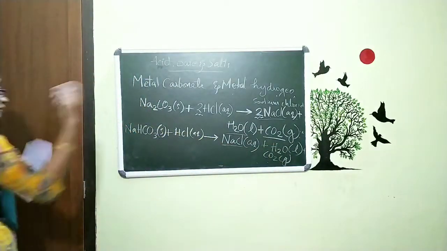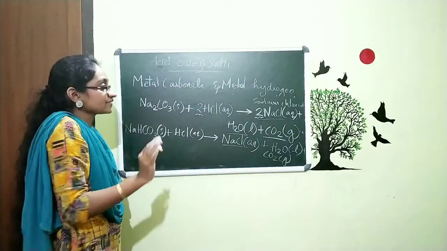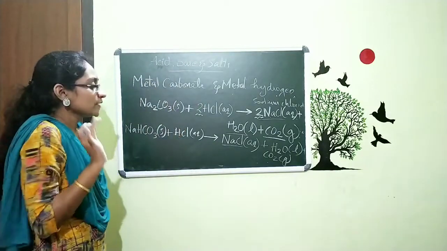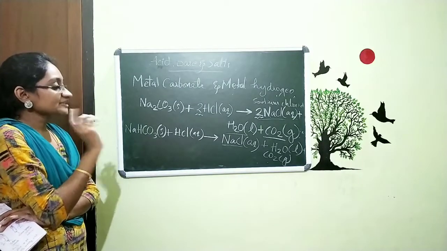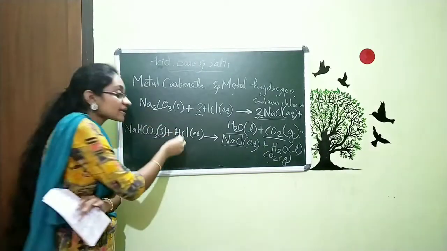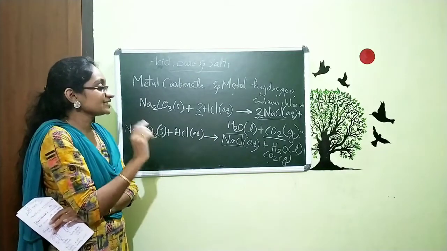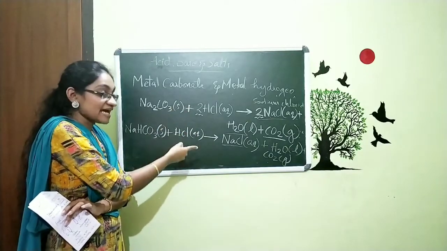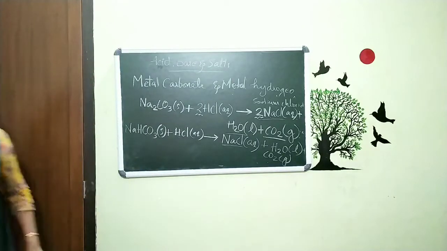Now, this is the general equation. I will write the general equation for the metal carbonate and for the metal hydrogen carbonate. But now we want to study two extra equations. In the experimental setup, first we collected the gas and then we connected that gas with the lime water. Now we want to write the equation with this gas, the carbon dioxide gas, and the lime water. That is the next equation.